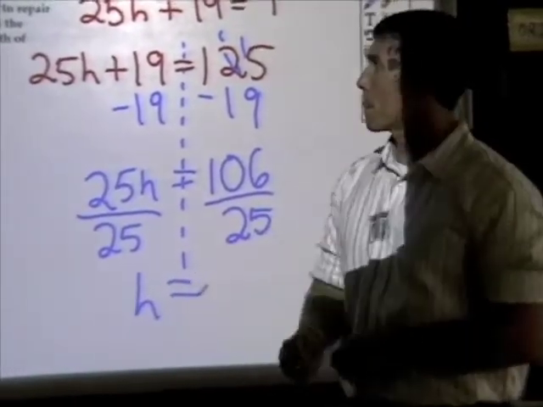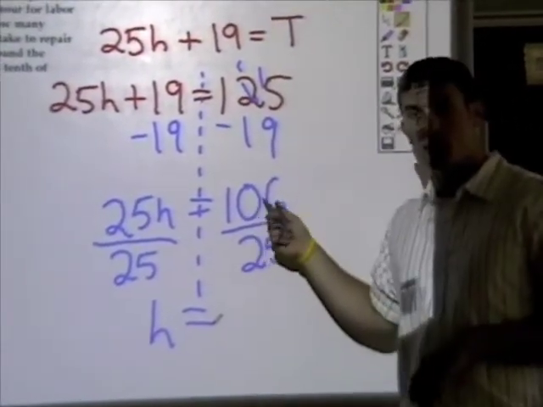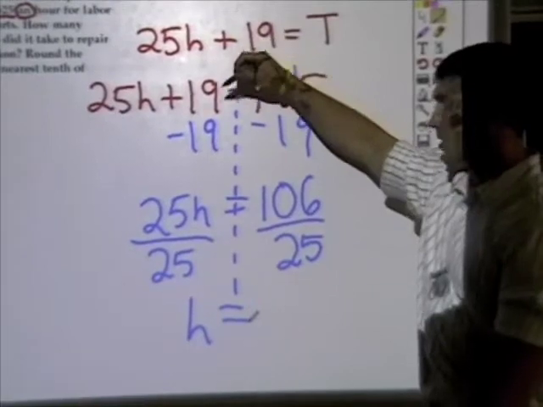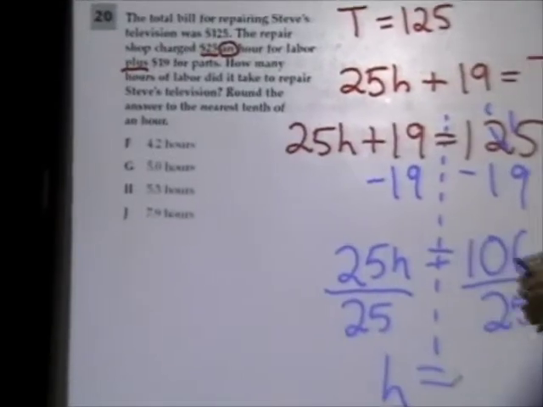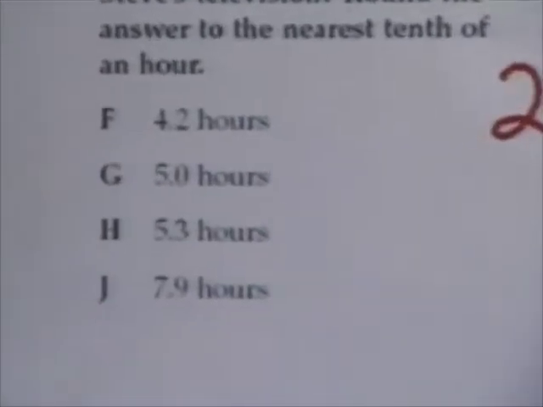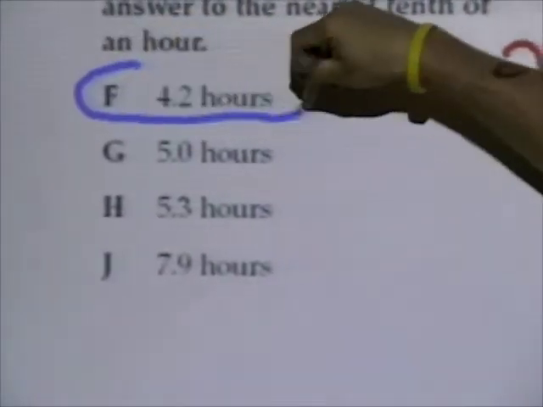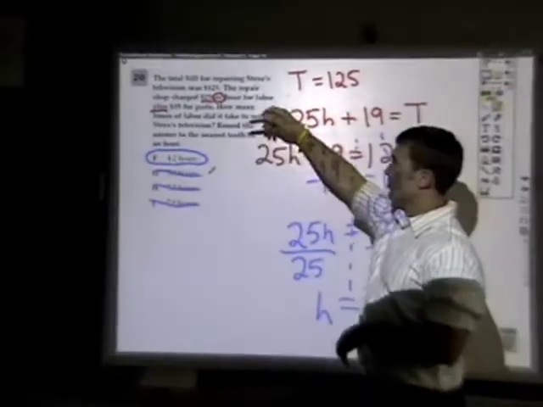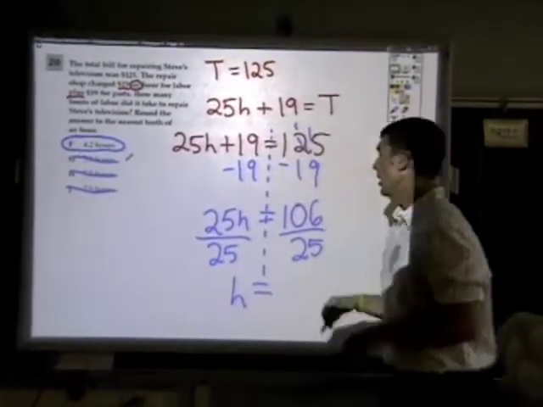H equals, well, I don't need to have a real exact answer. We have calculators, and I would surely just punch this in, 106 divided by 25, and get the answer. But I only have four answer choices. I know that 25 goes into 100 four times, and the next highest is 125, five times. This is only 106, real close to 100, so I'm betting it's right around 4.2 hours, and I'm right. So, too high, too high, too high. Other thing you can do is take that answer and substitute it. You can multiply it right off the bat by your charge per labor, and add the 19 and see if you get 125. So, another alternative route.